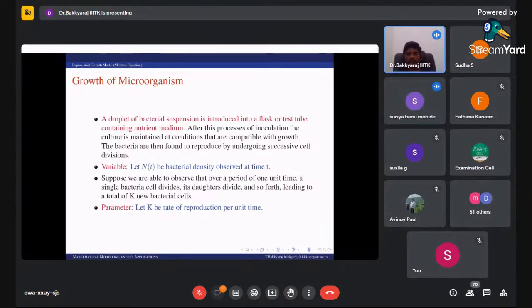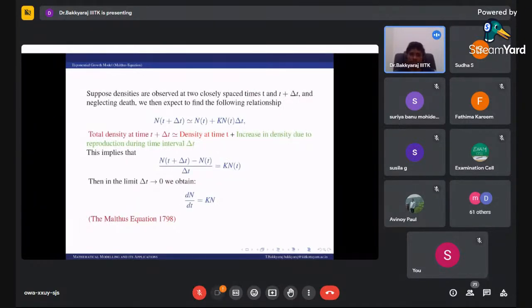Now this parameter we fix as a constant. Let us start with k as a constant. Over a unit time, k new bacteria cells will be produced. If you fix the unit time as an hour, every hour k new bacteria cells will be reproduced. So that is the parameter. Now we have a dependent variable, an independent variable, and a parameter. With this, now we can model.